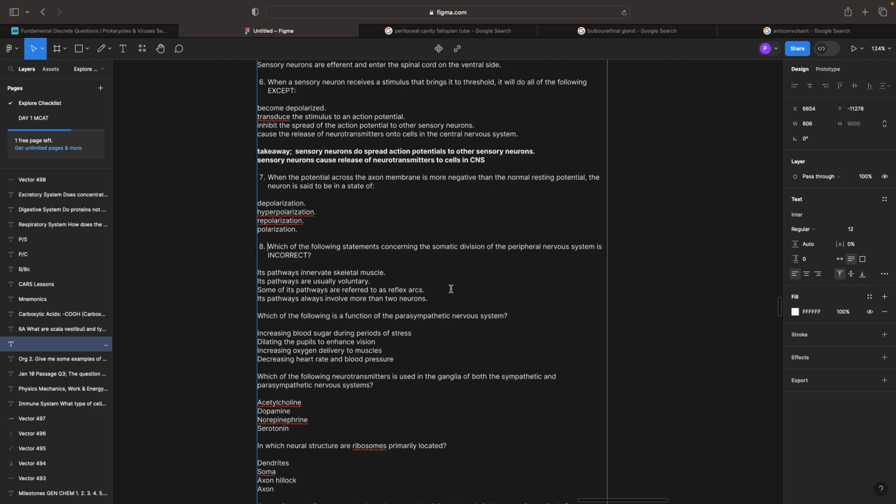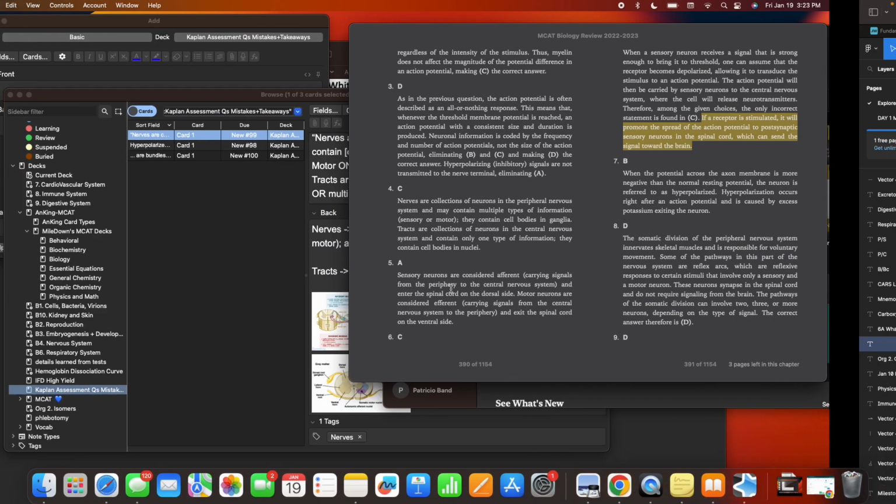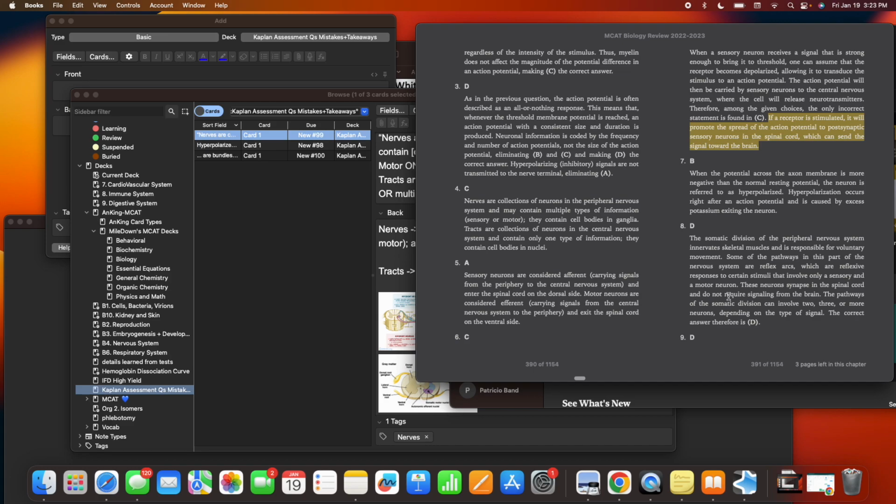So D, which says its pathways always involve more than 2 neurons. It could be 2, 3, 4. So the pathways of the somatic division can involve 2, 3, or more neurons, depending on the type of signal. So some of the pathways in this part of the nervous system are reflex arcs.